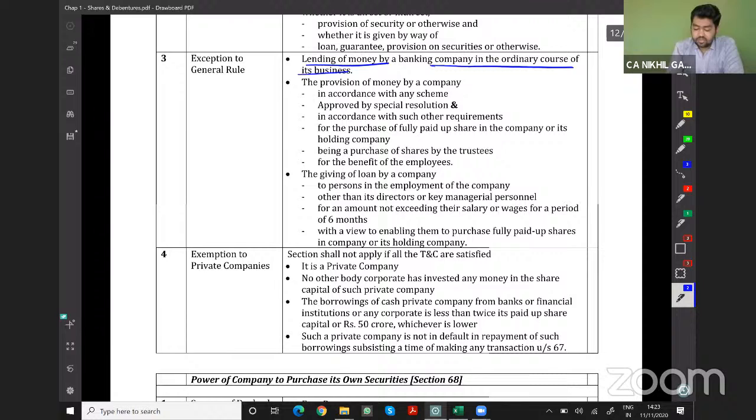The second exception is if the loan is given by the company to a person in the employment of the company. He is my employee and I have to give him a loan, which is nothing but an advance salary of 1 or 2 months. What he wants to do is none of my business. So that is also allowed.